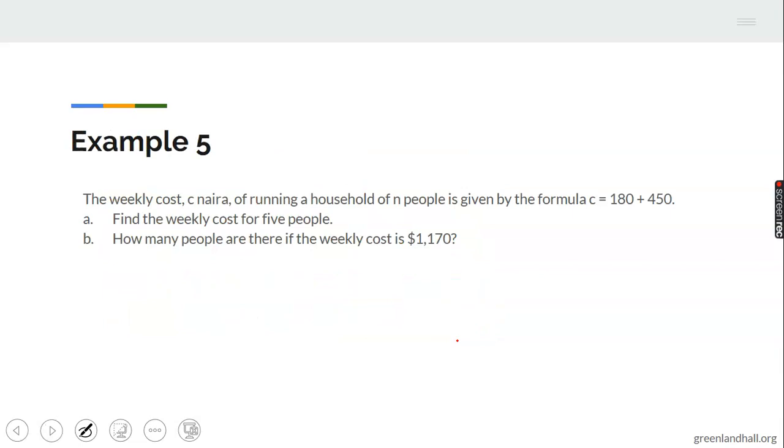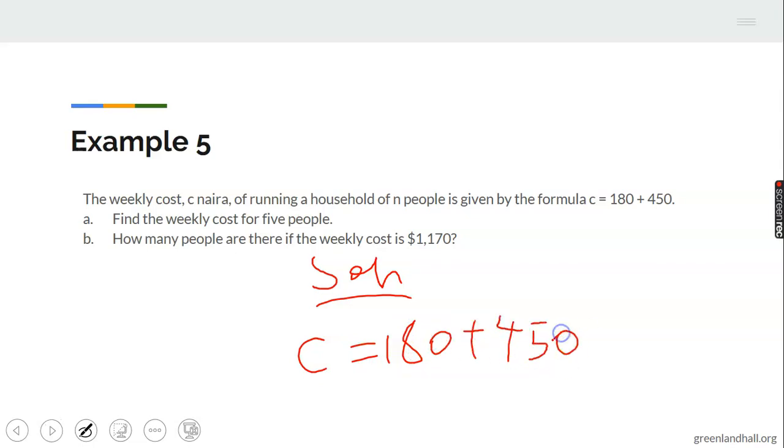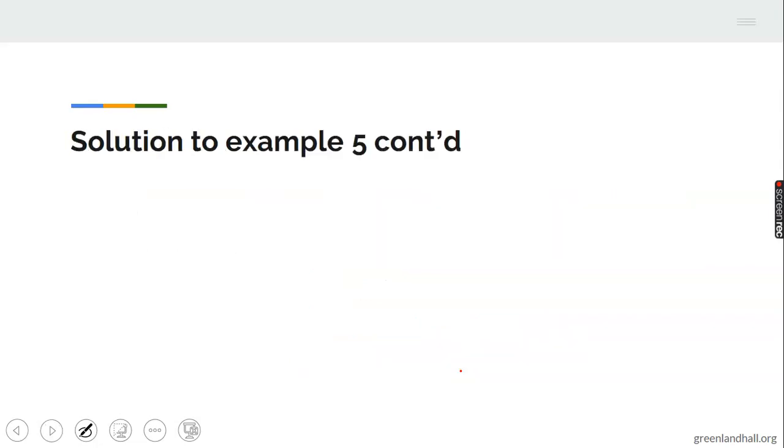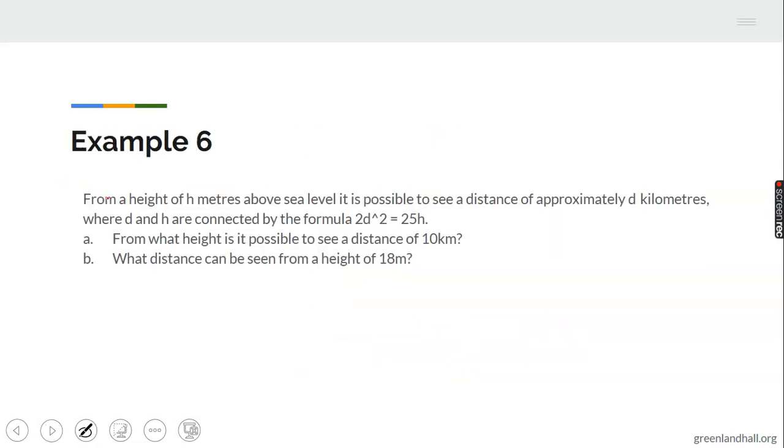The weekly cost, C naira, of running a household of n people is given by the formula. Just take note of the formula. Sorry, there's an error here. The weekly cost, C naira, of running a household of n people is given by the formula C equals 180n. There's a particular n here. It's 180n. Sorry, that's a mistake. Now find the weekly cost. That's question 1.